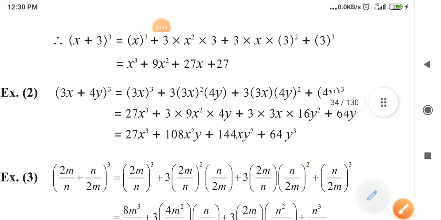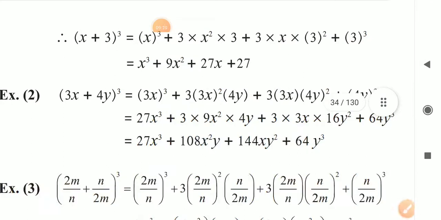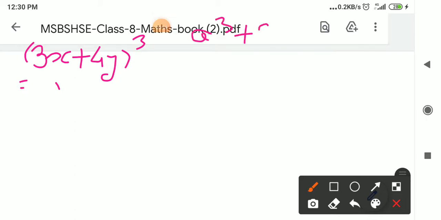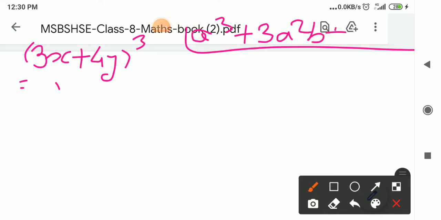Now we will expand this (3x + 4y) bracket cube. (3x + 4y) bracket cube. According to the formula, a means 3x, and the formula is a cube plus 3a square b plus 3ab square plus b cube. I am writing the formula here. In a previous exam I made one mistake, I told you, so just correct it. So according to the formula we have to do it here.